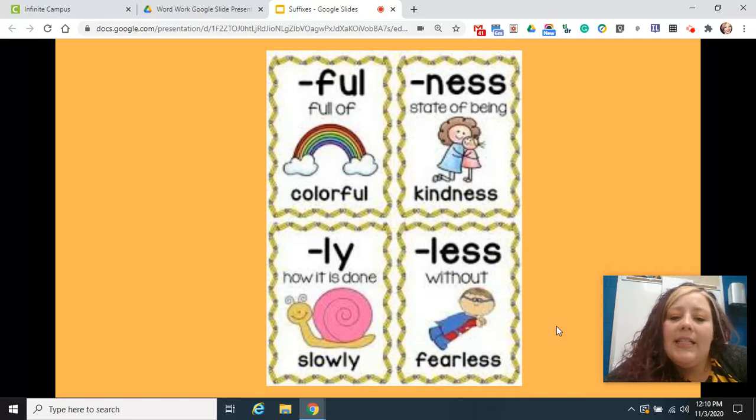Okay, so we have some more suffixes. We have ful, ness, ly, and less. We see these a little less than our ing, ed, and s ones, but they're still good ones to know. So we have ful, like colorful, and that just means full of. We have ness, it's a state of being, like kindness. We were offering someone kindness. Ly is how it's done. So slowly, she was moving slowly down the road. And less, that means without. So fearless, they were without fear.